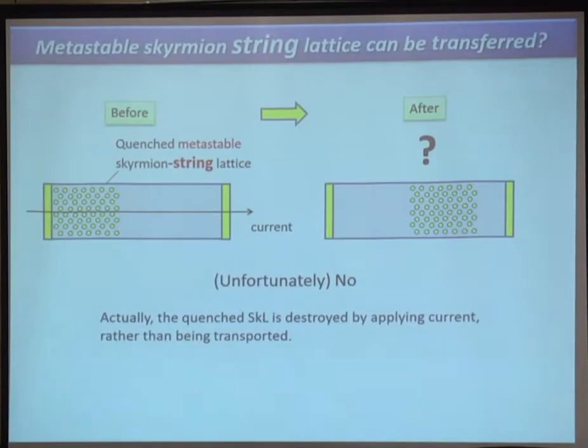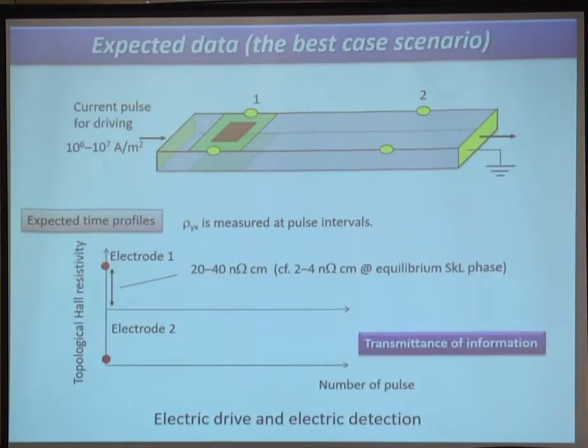With this success, we could study whether the metastable Skyrmion string lattice can be transferred from the left side to the right side. The answer is unfortunately no. We found that the quenched Skyrmion lattice is destroyed by the electric current rather than being transferred. Let me discuss this issue in more detail. Originally we expected this kind of data.